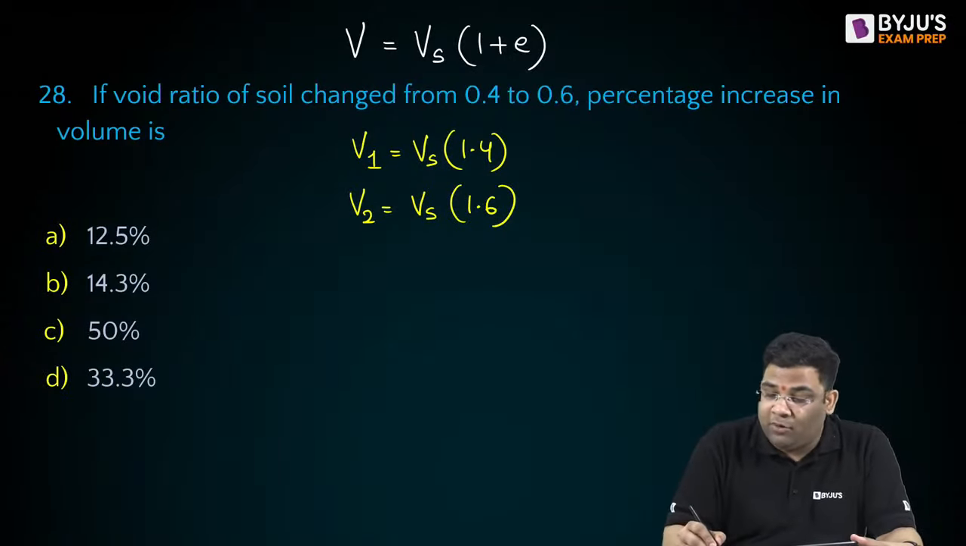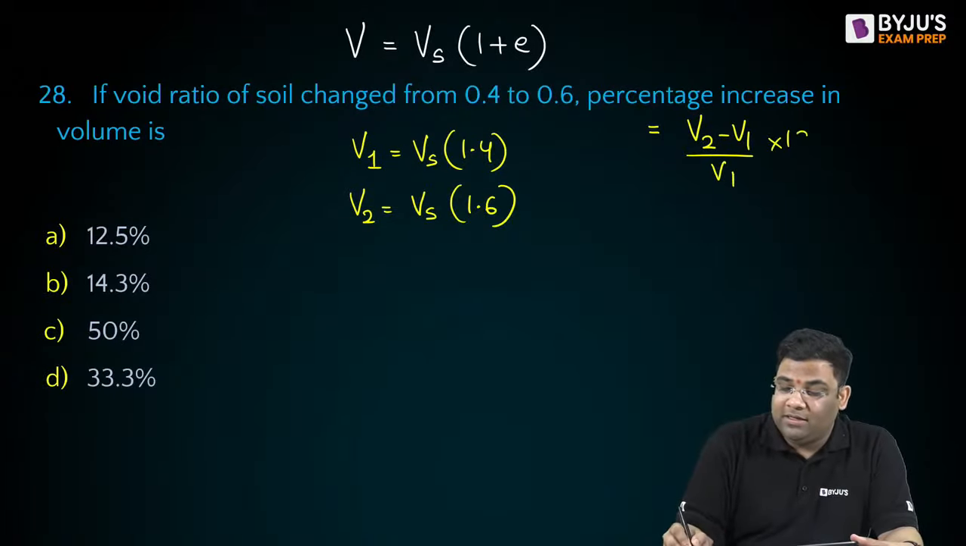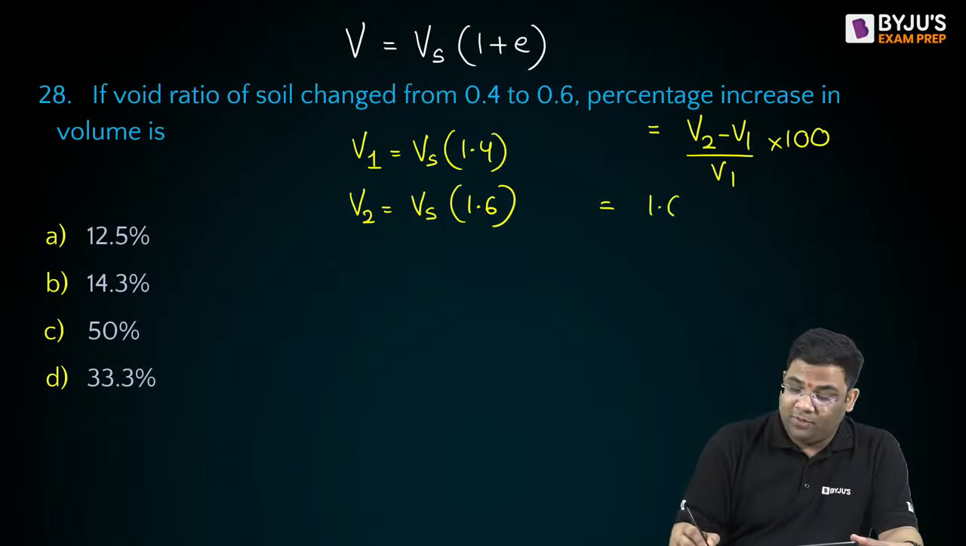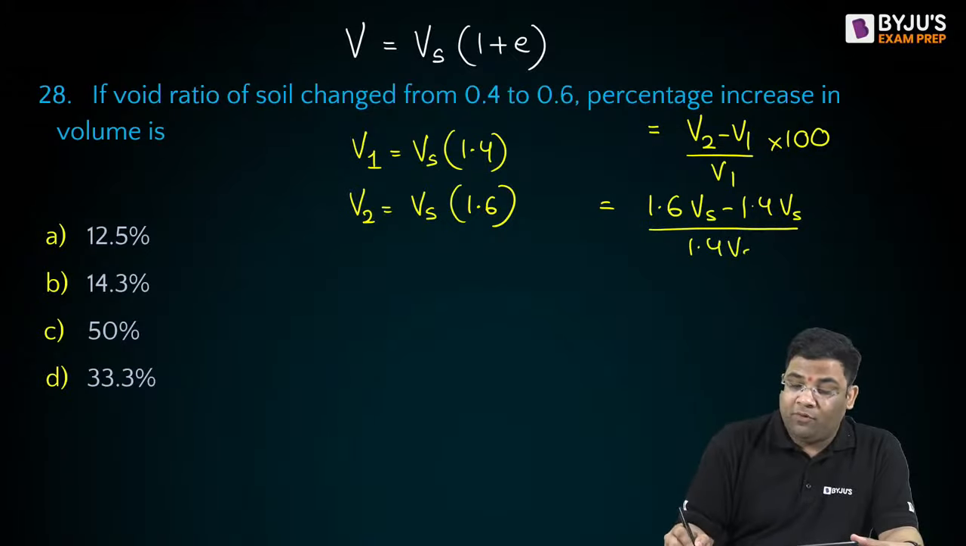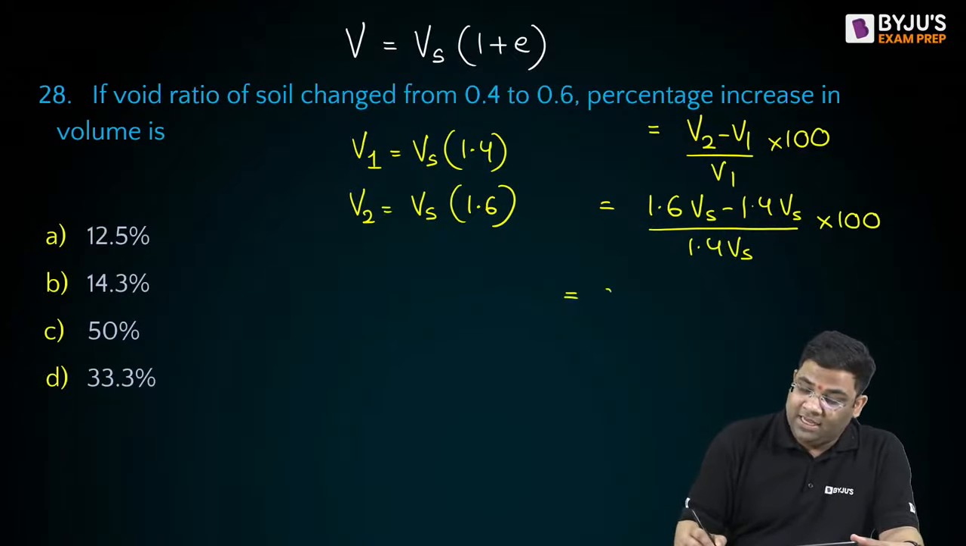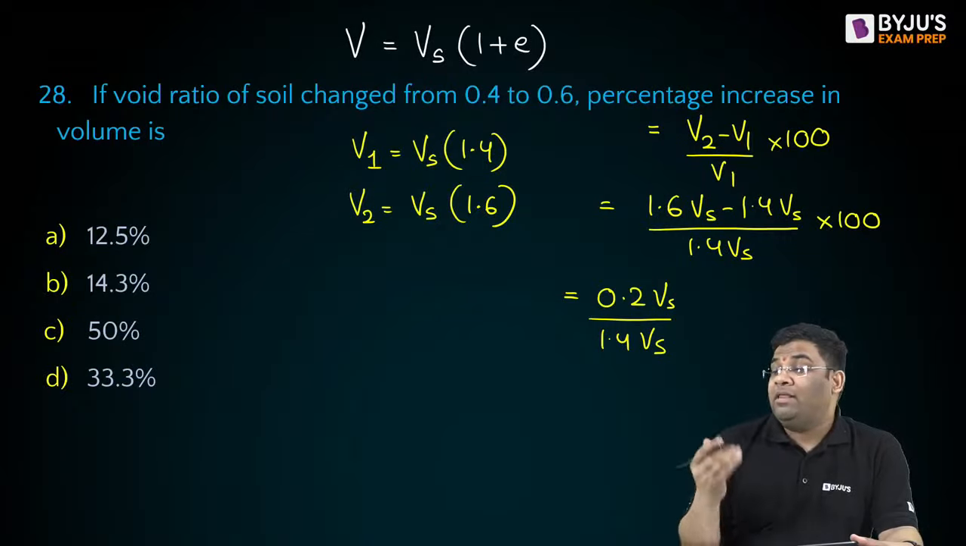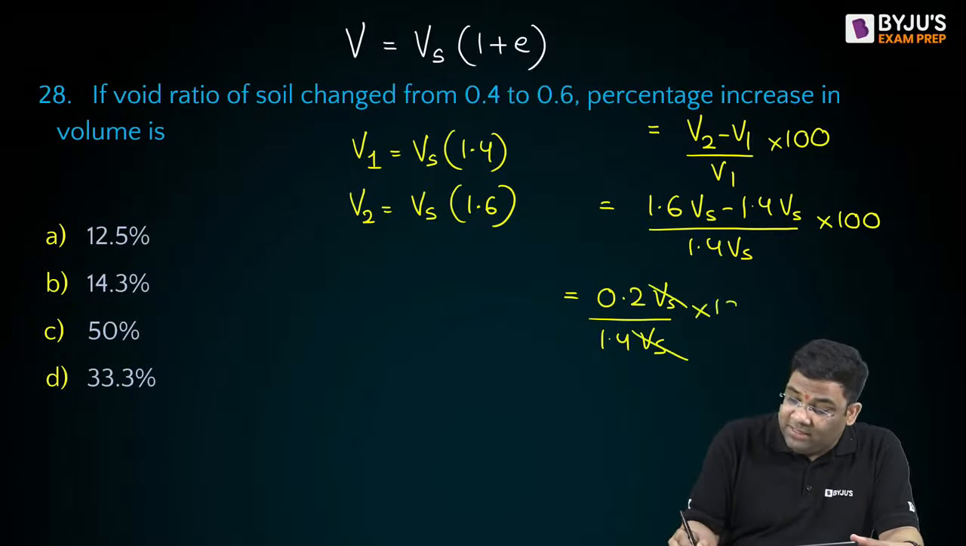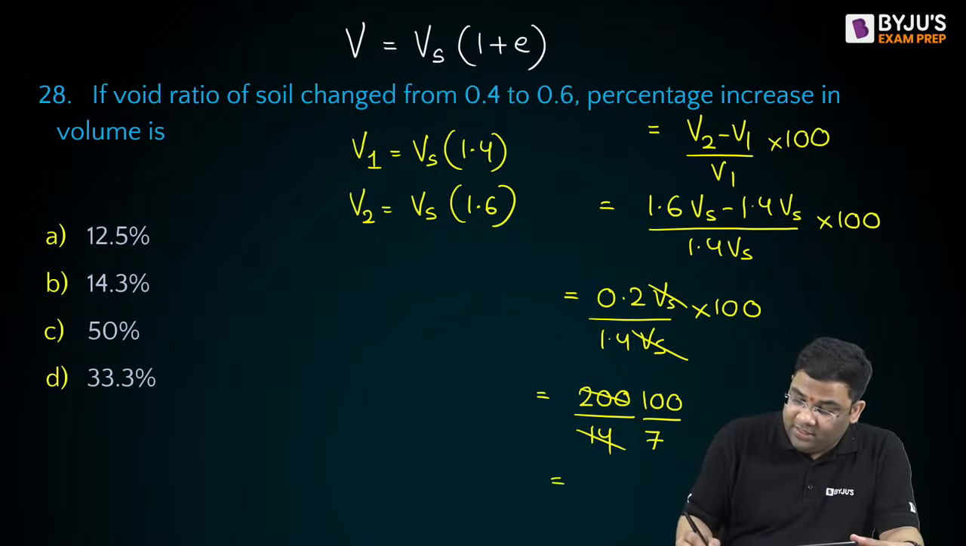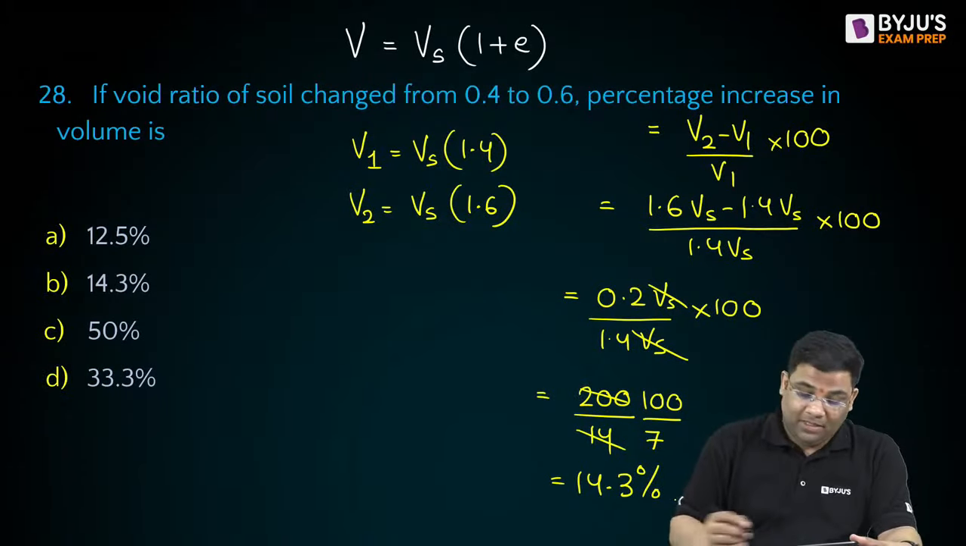So the percentage increase in volume will be (V2 minus V1) by V1 into 100, right? That is 1.6 Vs minus 1.4 Vs divided by 1.4 Vs into 100, which is 0.2 Vs by 1.4 Vs. The volume of solids doesn't change when the total volume changes. Using this concept, we get 200 by 14, or 100 by 7, which is 14.3%. So this is the right answer.